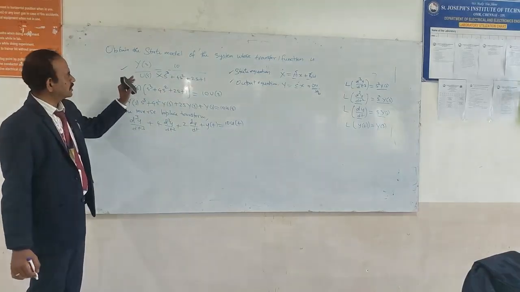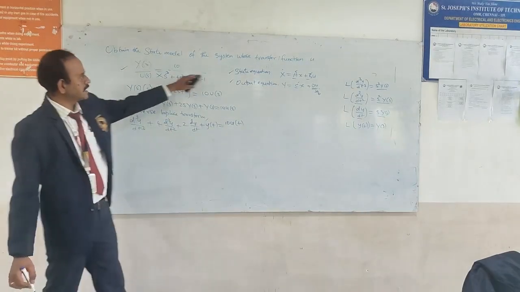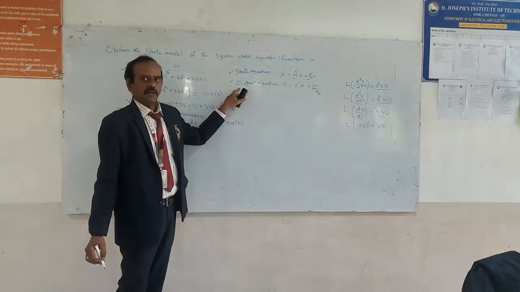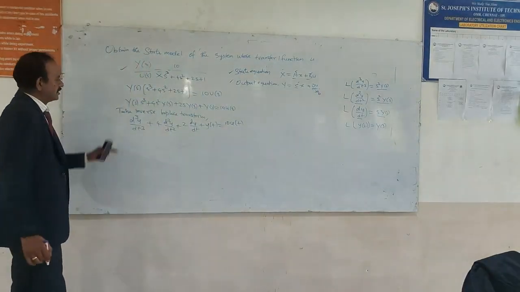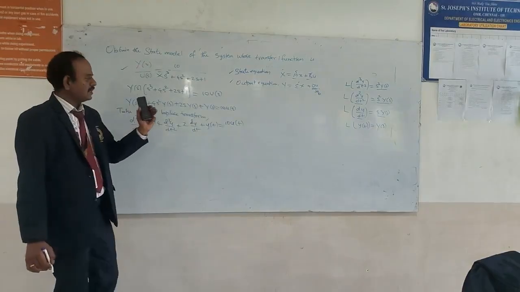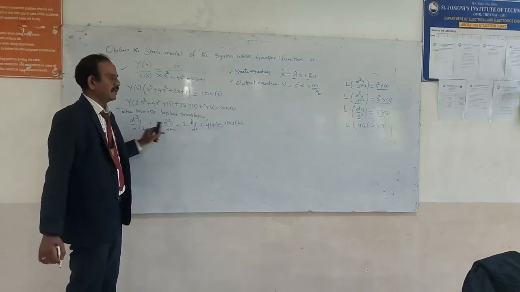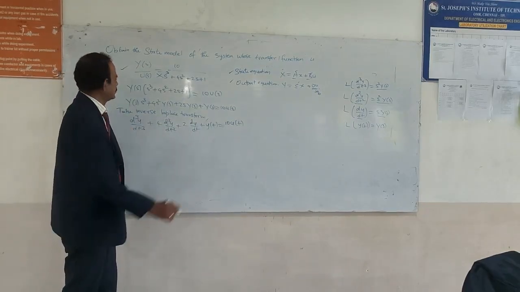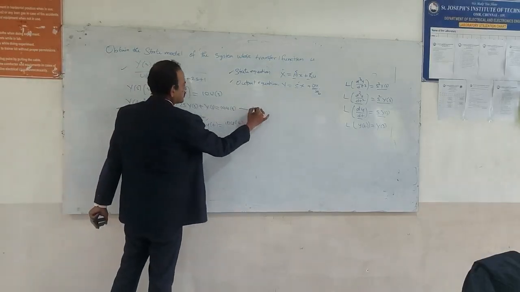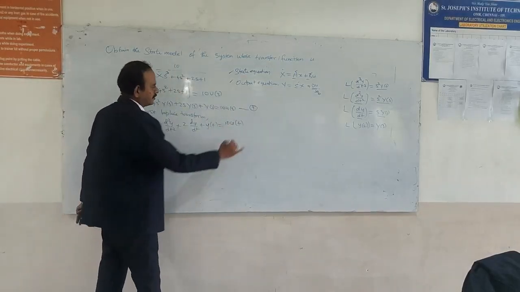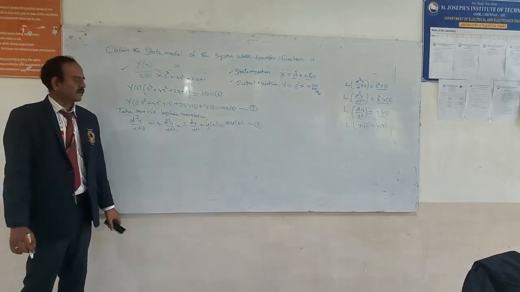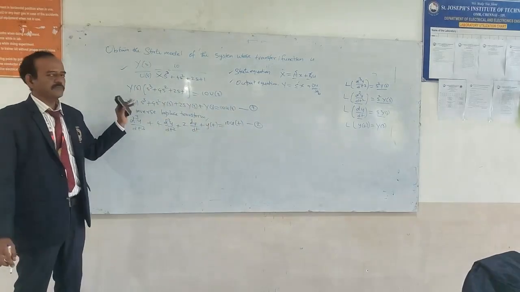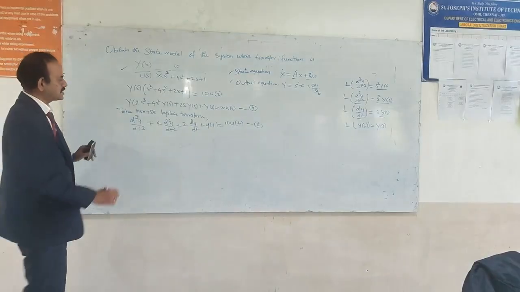Now we have to convert it into the state model, that is, one is the state equation and another one is the output equation. So how can you obtain this state equation? For this we have to know the state variables for this time equation. First we cross multiply and get the equation in the s domain, then convert this equation into the time domain using the inverse Laplace transform. Now we have to form the state variables. So how can you form the state variables?